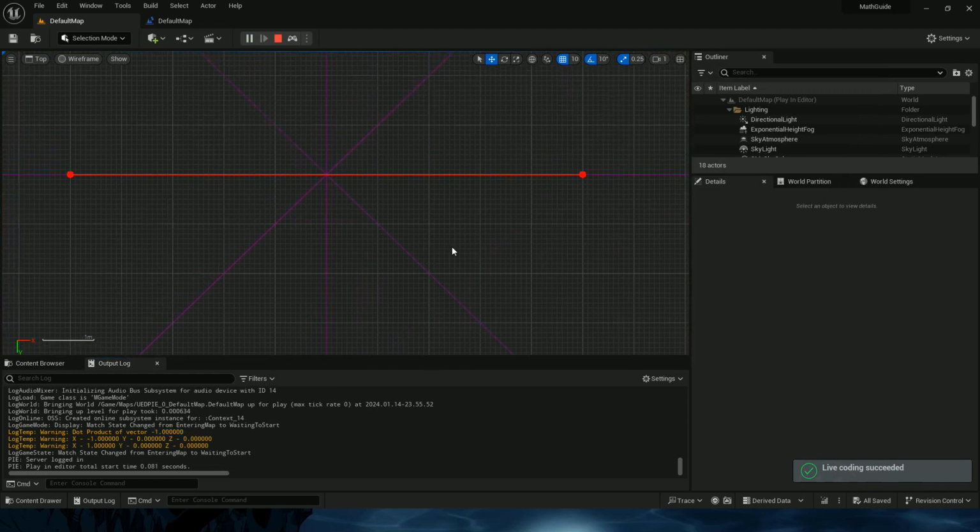So now you know how we can check the dot product and why it is very relevant in terms of games. So this was it for today.